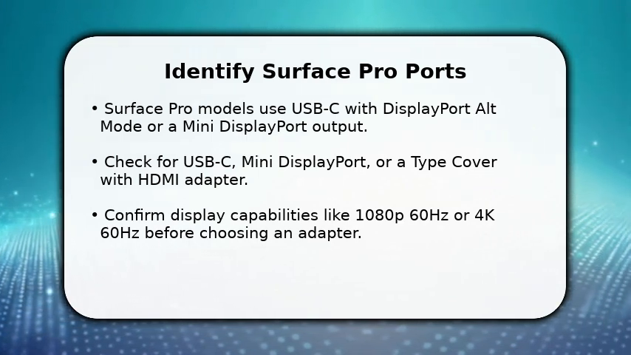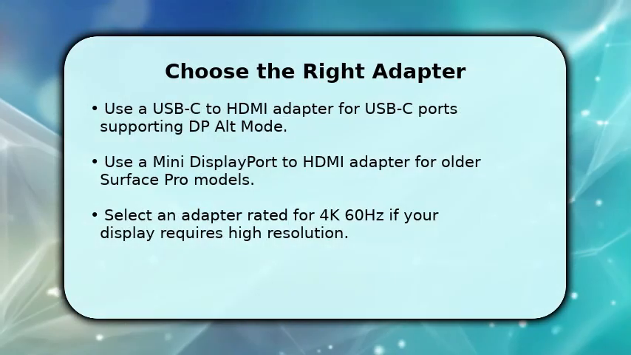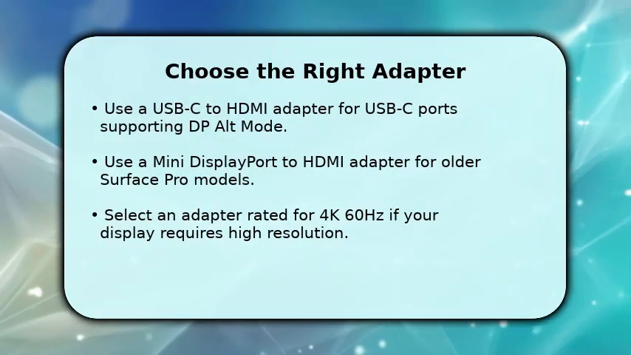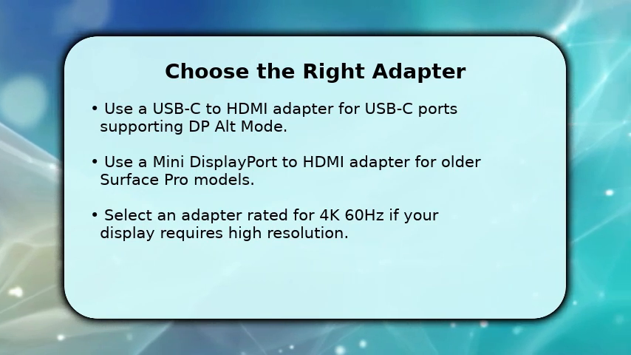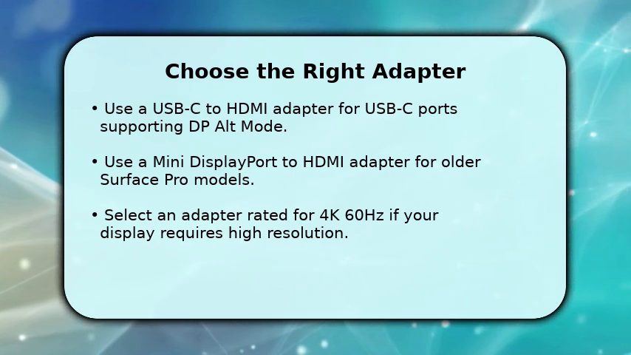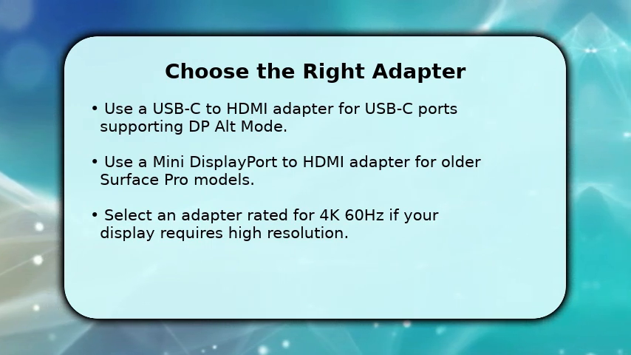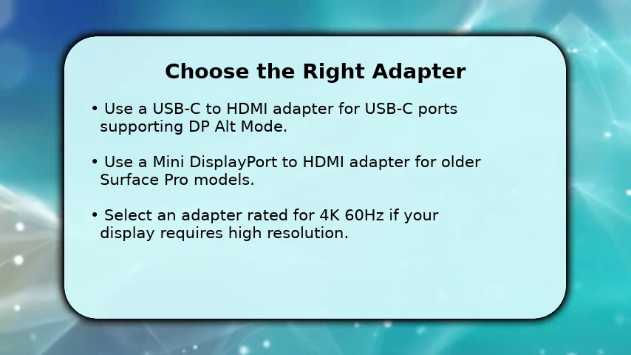Choose an adapter type that matches your detected port and display requirements. Pick an adapter that matches the Surface Pro port and your HDMI display input. Use a USB-C to HDMI adapter if the Surface has USB-C with DP Alt mode. For older Surfaces, select a mini display port to HDMI adapter.